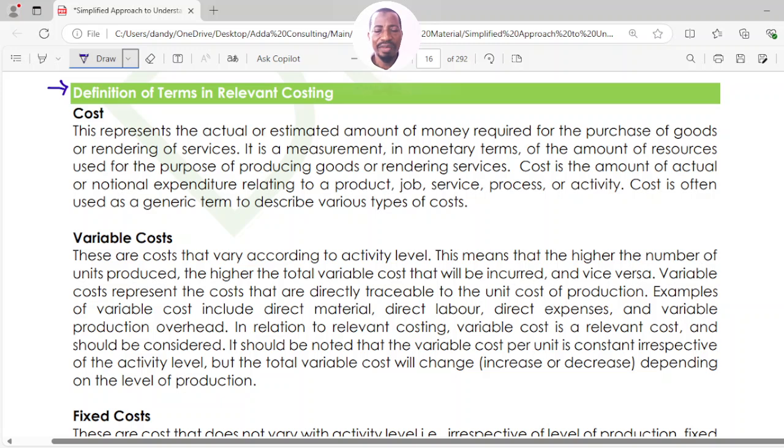Whenever you see variable cost of production, they are relevant and should be considered. Okay, variable costs are relevant and should be considered. All right, the next item is fixed costs.